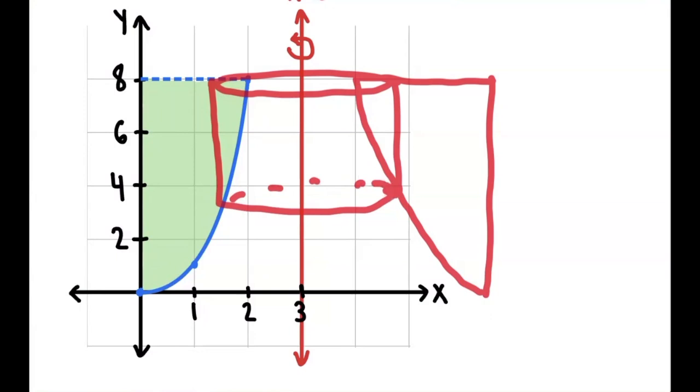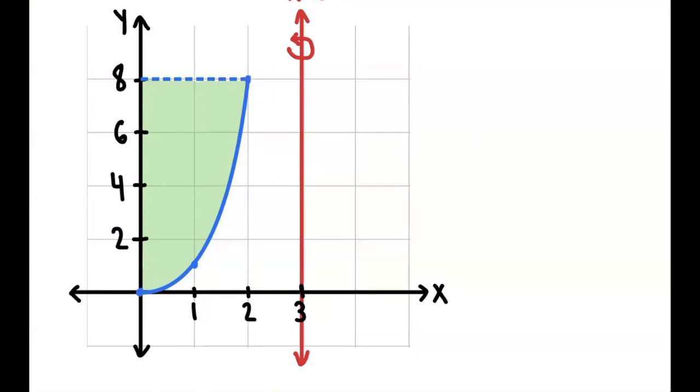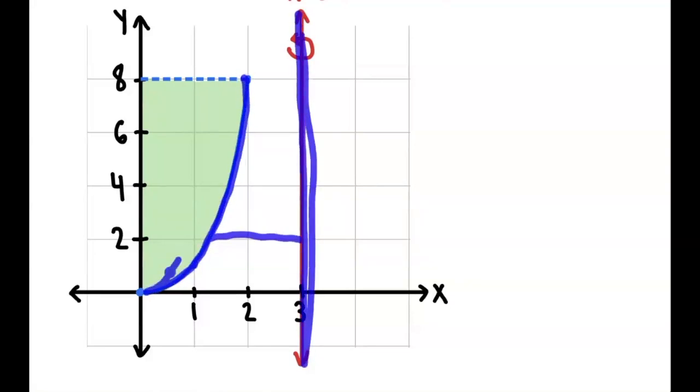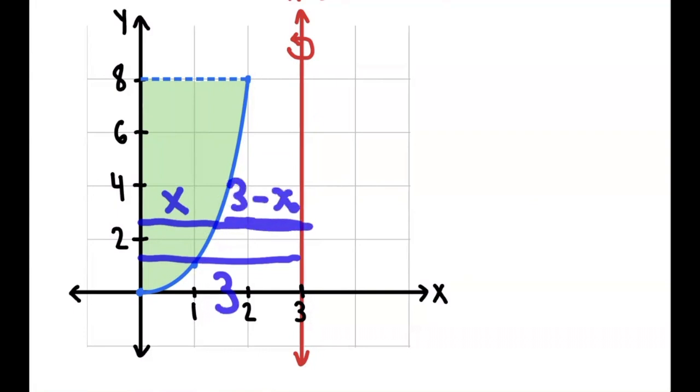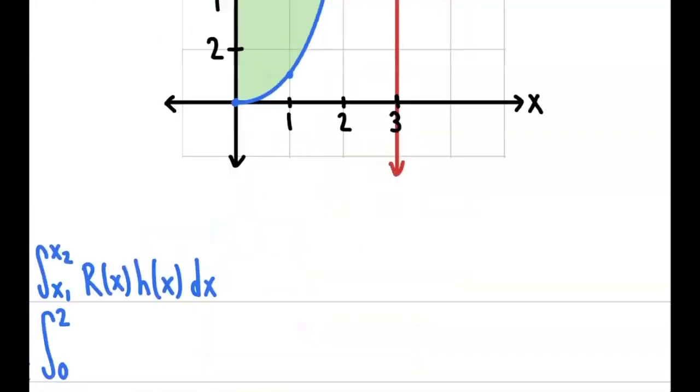So this is a shell. This is just a representative shell, and the radius, you can see, is actually, let's look at this radius right here. You notice how this distance right here from the y-axis to the function is x. And this distance right here from the y-axis to 3 is just 3. And we want this distance, so that's just 3 minus x. All right, so the radius in general is 3 minus x.